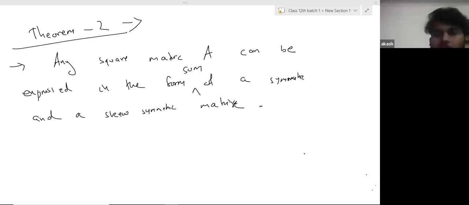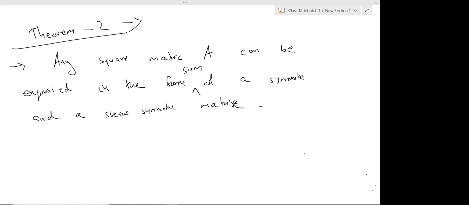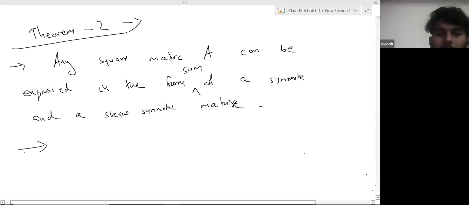Done? Done, sir. All right. So what does it mean? They are saying give me any square matrix A. And I can show you two matrices. One is symmetric, one is skew symmetric, and I can write that matrix A in the form of these two given matrices. Why is this necessary? This is because in a symmetric matrix or skew symmetric matrix, you just have to multiply a negative sign or write it as equal. All right. So this is very important for that.